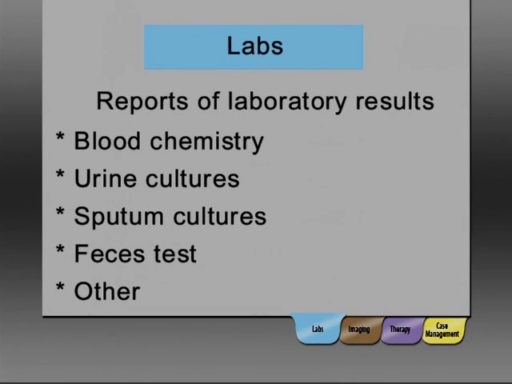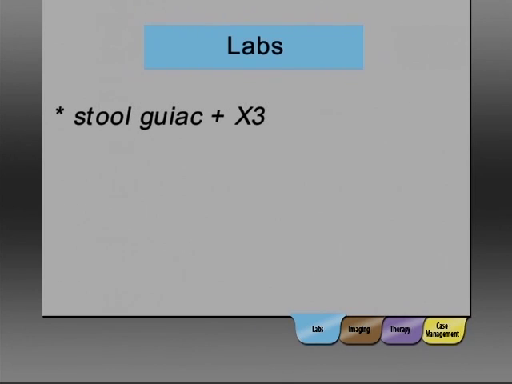Laboratory results are reported in the labs section. These are the results of the lab tests ordered by the physician. Blood chemistries, urine cultures, sputum cultures, feces tests, and any other laboratory test ordered by the physician have the results reported here. In our example, the test on the stool for microscopic blood, the guaiac test, was positive for blood on 3 separate occasions.